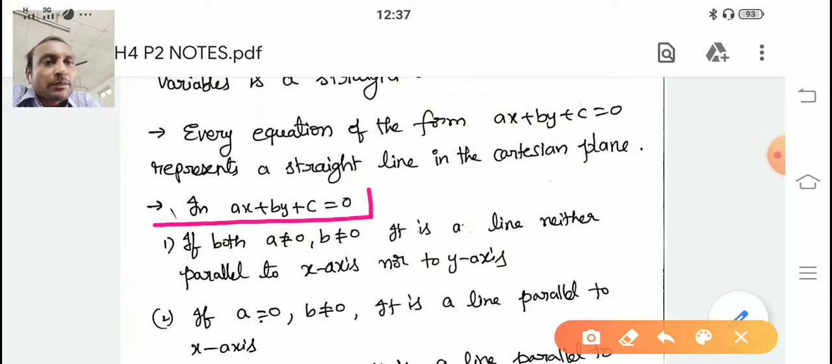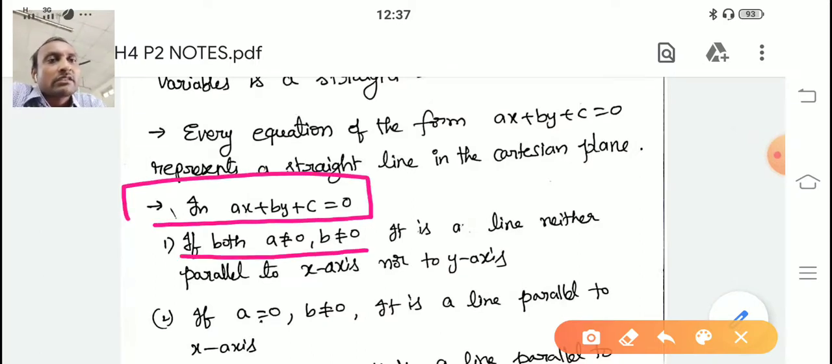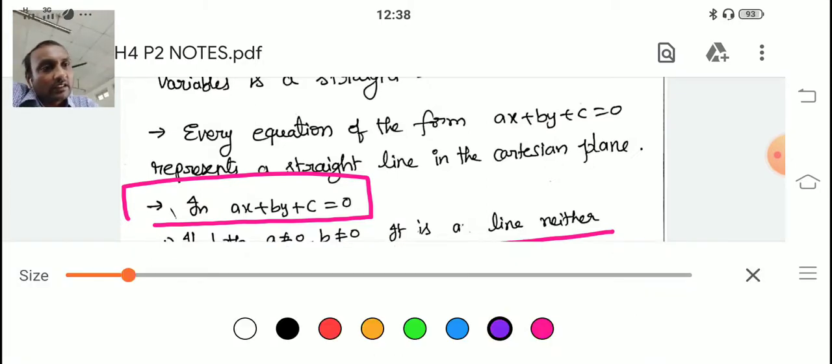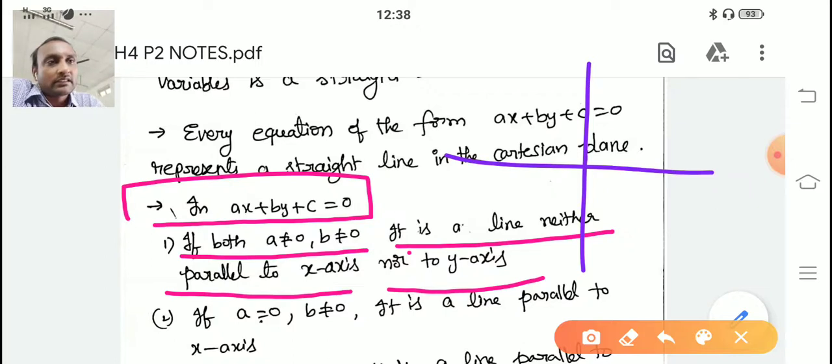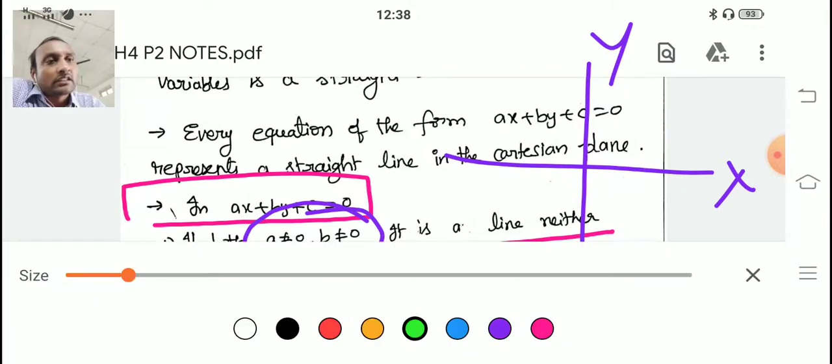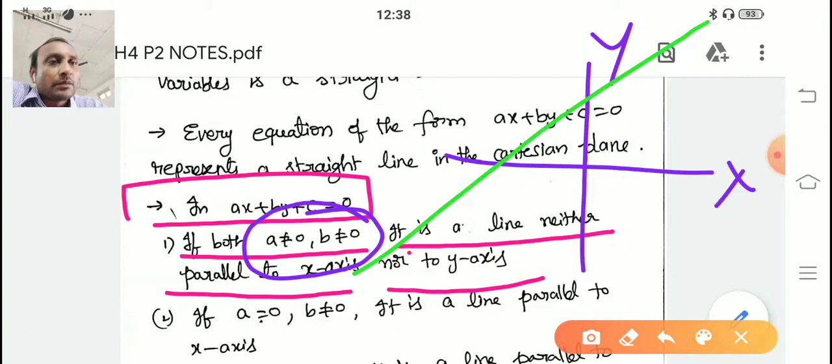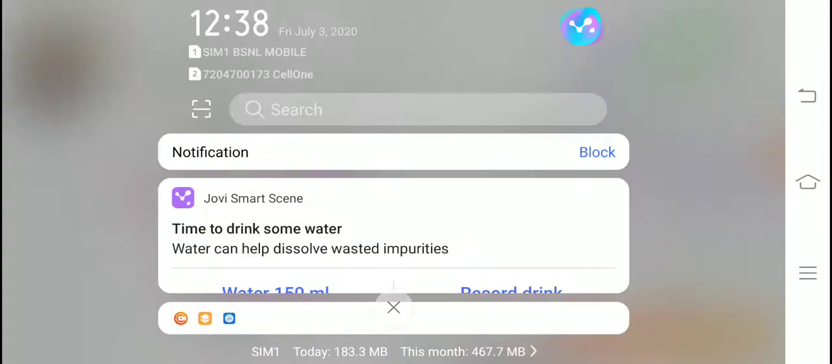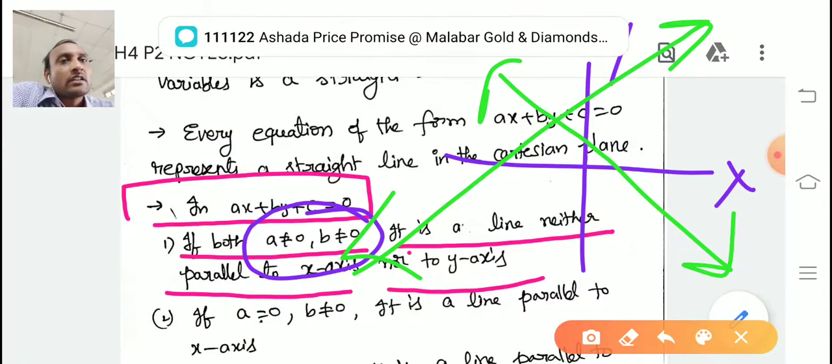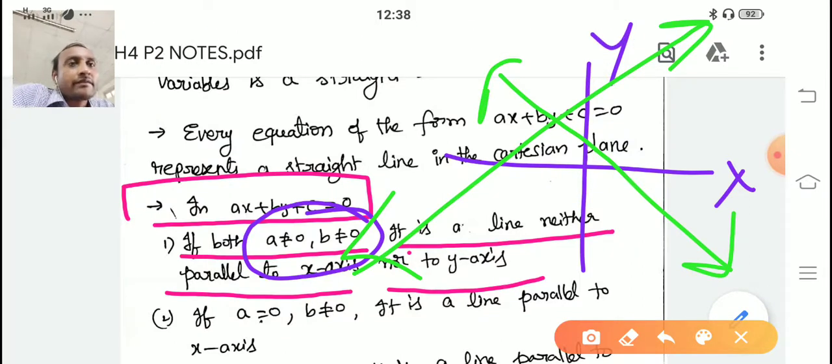Next, in ax plus by plus c equal to 0, if both a not equal to 0 and b not equal to 0, then the line is neither parallel to the x axis nor to the y axis, like this. If you take the x axis and y axis, and both a and b are not zero, then the graph will be neither parallel to the x axis nor parallel to the y axis, like this. Hope you understand.